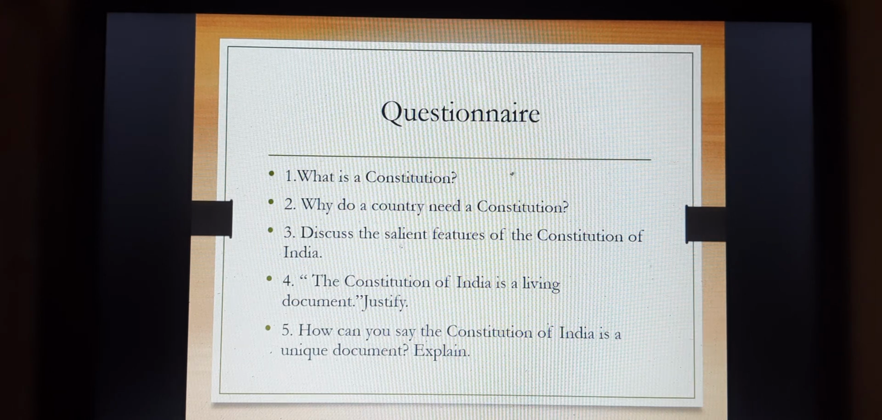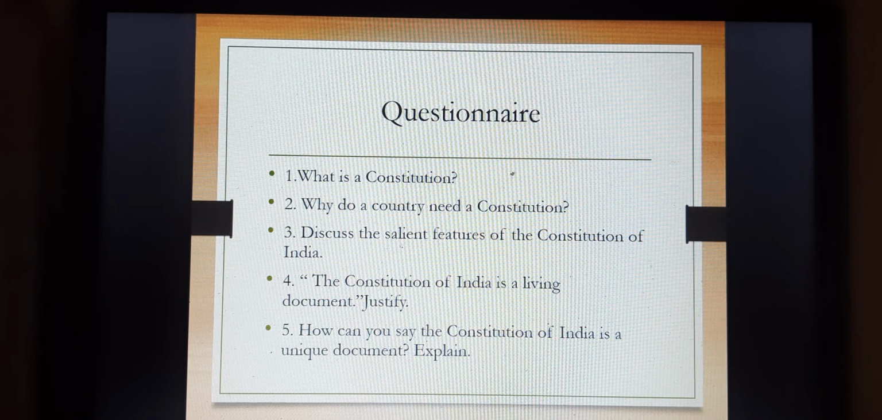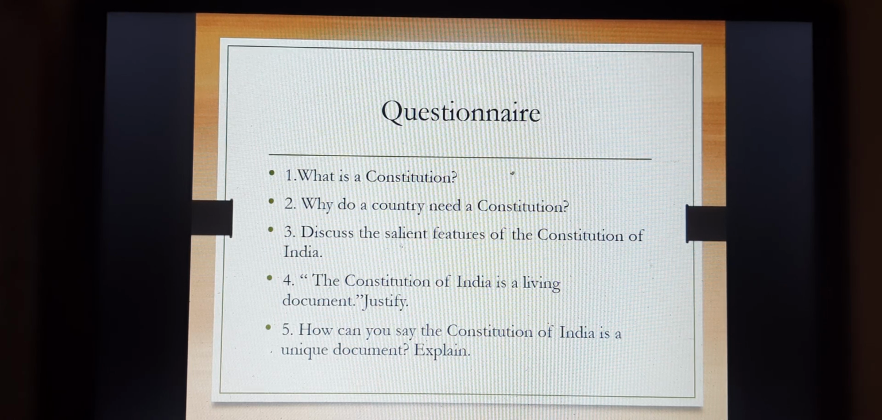Now some questions are there. What is a constitution? You already know that it is a rule book by which a country is governed. Why does a country need a constitution? To rule it properly and in a proper manner. Salient features of the Indian constitution, you have already read. Federalism is there, secularism is there, many more you have read. Next, the constitution of India is a living document. Justify. Yes, it is a living document, because we have rules and regulations which are still going on in the present day, and every day something is happening, and we can sort it out through that particular rule book. Next is, how can you say that the constitution of India is a unique document? Explain. Because it has the features of the longest document.